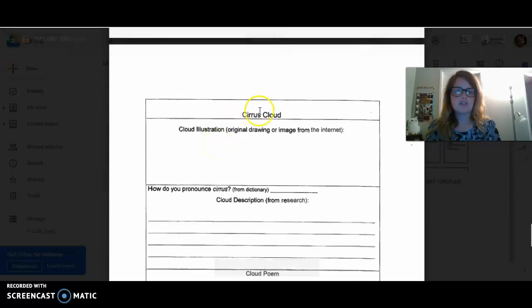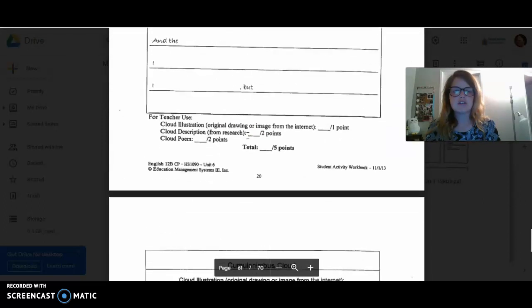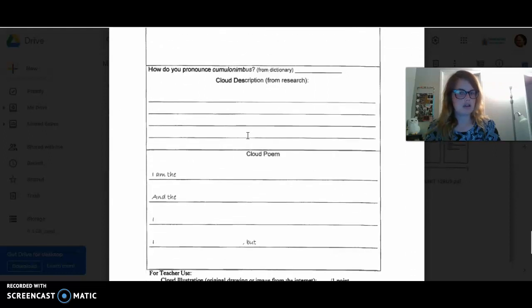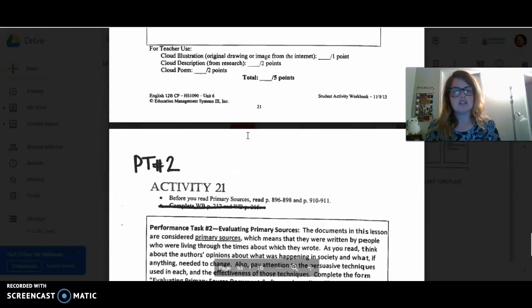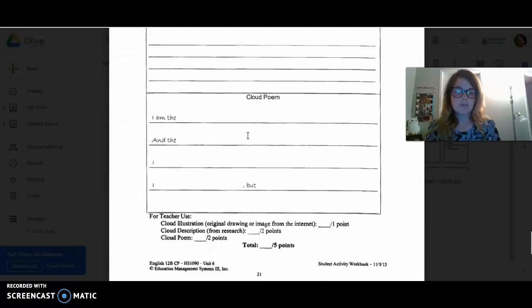Then you go for the cirrus cloud, and then you go for the stratus cloud, and then you go for the cumulonimbus cloud. I need the pronunciation help for that one. And then after that, you are done for Performance Task 1 for Unit 6. If you need any help with anything, let me know. Other than that, we'll move on to the video next for Performance Task 2.